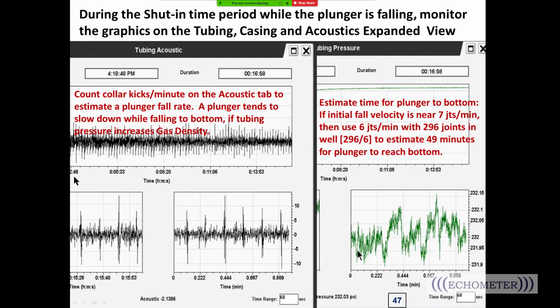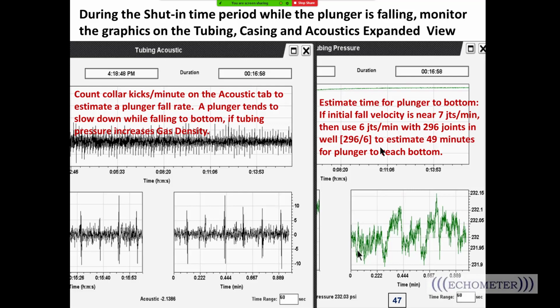Here we're counting collars, and we're looking at the screen. We're seeing that the plunger's fallen 1, 2, 3, 4, 5, 6, about 6 times the average joint length in feet per minute, and that's a good estimate to see how fast it's falling. So I typically watch this acoustic tab and keep an average idea about how fast the plunger is falling. And here it's talking about how you might estimate that depth and the velocity to see how quick the plunger will get to the bottom.